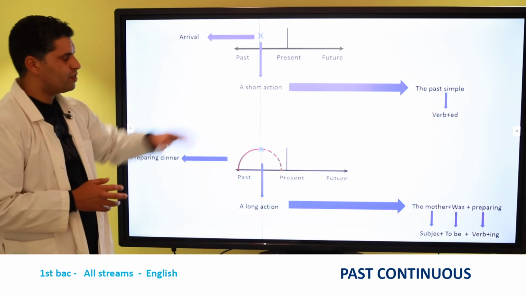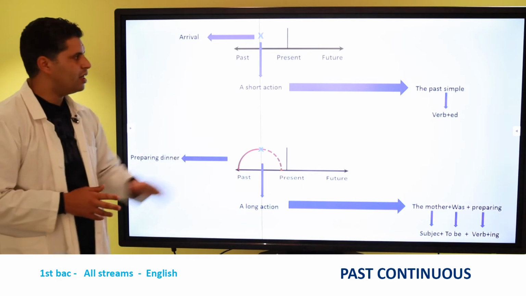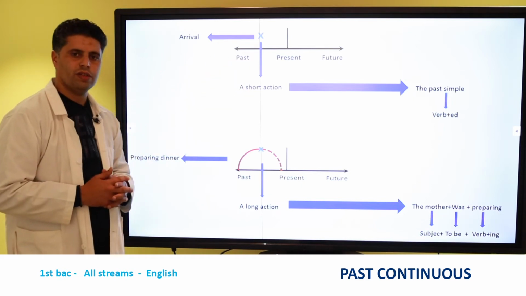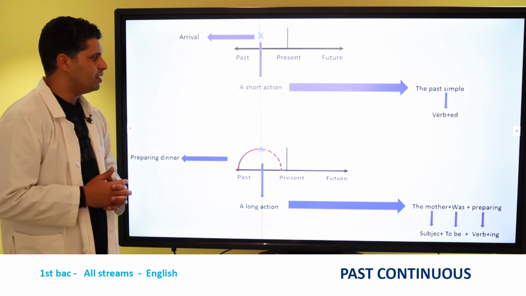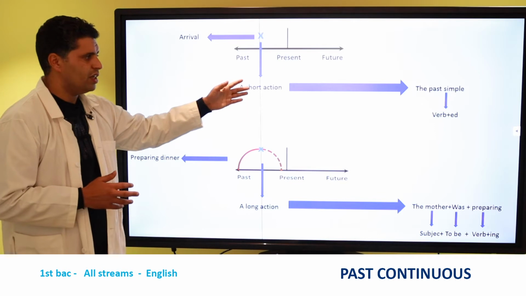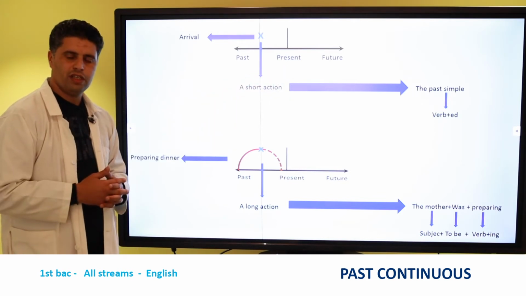So let's focus on the first action, which is a short action, as you can see. So this action happened in the past. We're talking about the boy's arrival, or the arrival of the boy. So it is a short action, and that's why we have the form, the verb plus ed.